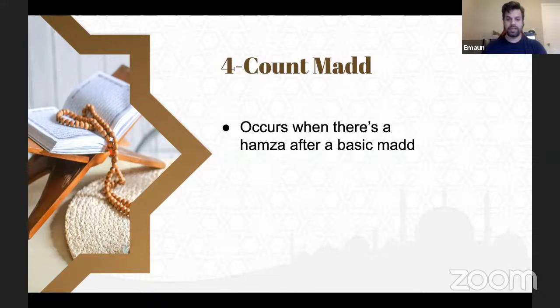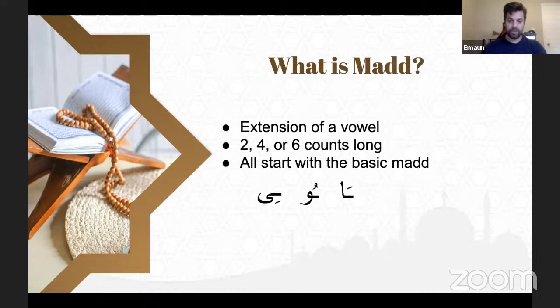Next we have the 4-count med. This med comes up anytime there is a hamza after the basic med. So if you have one of the 3 basic meds that we discussed here, and afterwards you see a hamza, you automatically know you count to 4 in your head and you extend it.